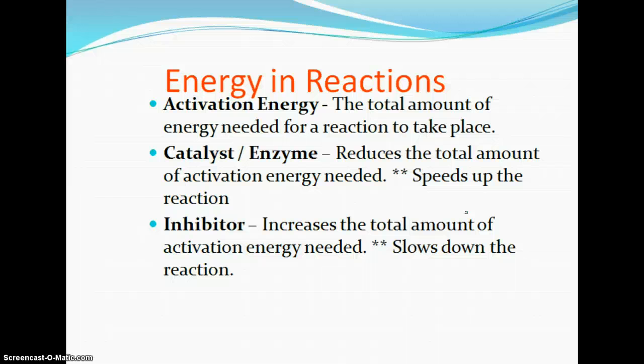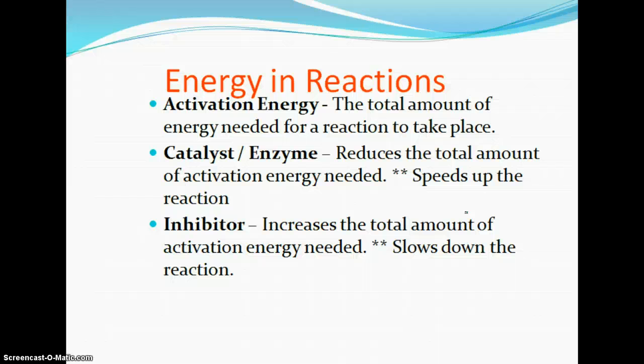So the activation energy is our total amount of energy that you have to bring to the system before the reaction will actually happen. And then we have 2 ways that we can either speed up or slow down the reaction. The first is a catalyst. It's also called an enzyme. Enzymes are catalysts, but catalysts include other things other than just enzymes. So a catalyst will speed up the reaction, and it helps to lower the activation energy.